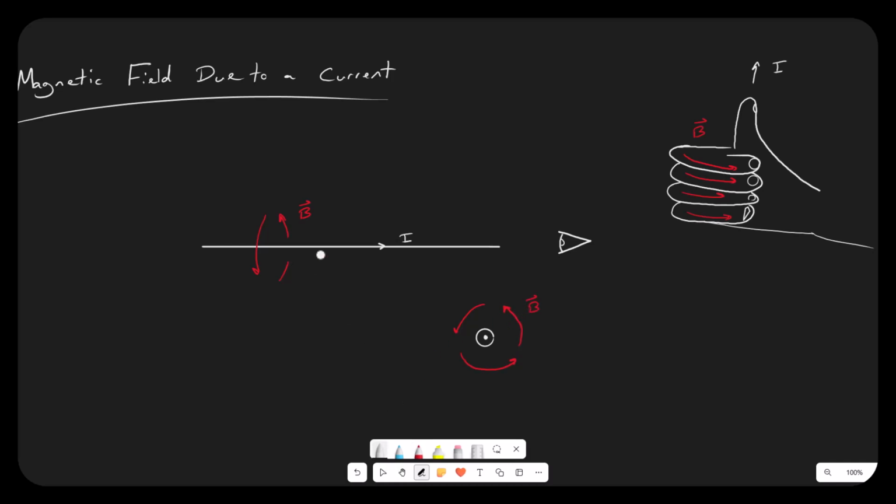Now this thing is a long straight wire, and there are a couple of assumptions being made here. The big one is this. This wire goes on forever in both directions. Now that is obviously not something that's going to happen in real life.